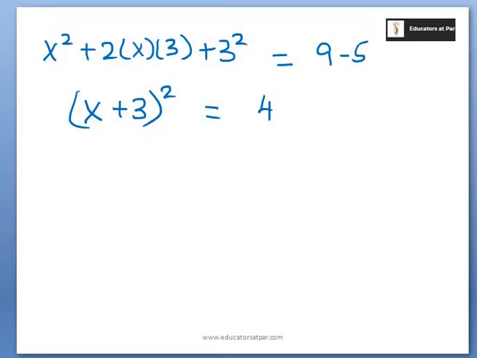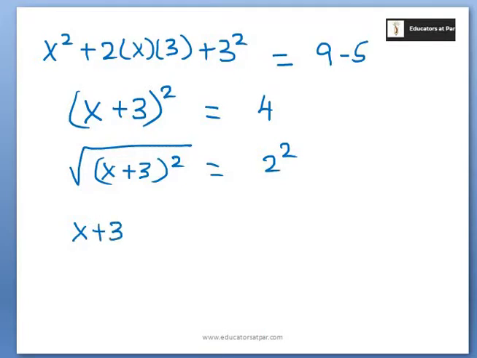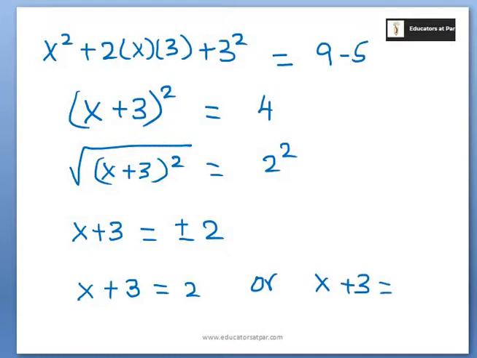Take the square root on both sides. The square root of (x + 3)² equals 2. Square and square root cancel each other, and when you take a square root, you have two possibilities, a positive and a negative root. x + 3 = 2 or x + 3 = −2. Let's solve it.